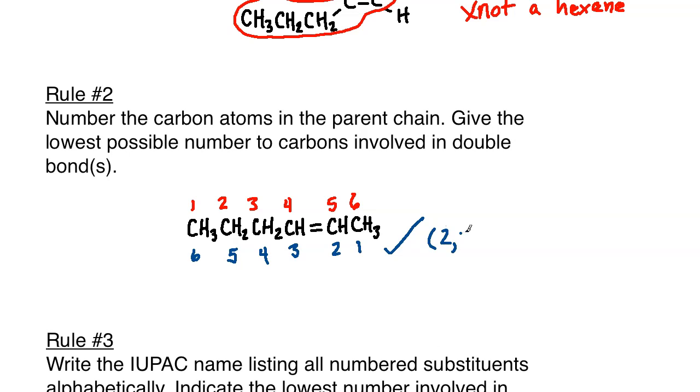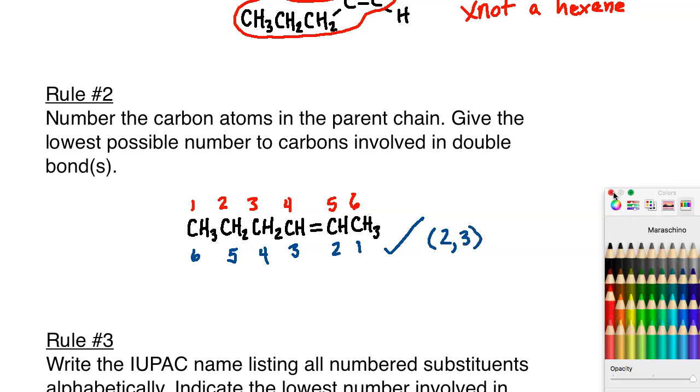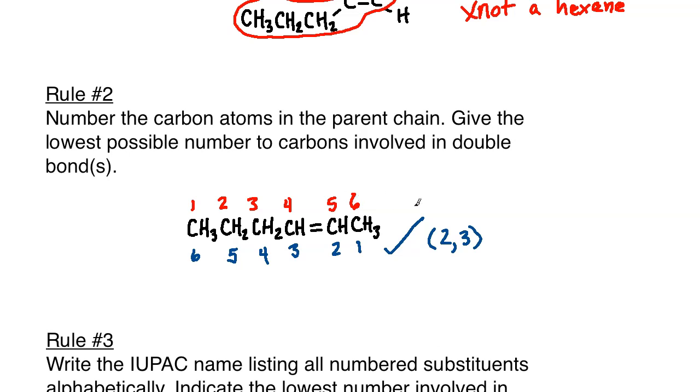as the numbers that would be associated with the alkene, whereas the red method that we were using would give a 4-5 numbering system, right? And if you're looking for where those numbers are coming from, look at the two carbons involved in the double bond and the numbers associated with them. So the lowest possible number set goes to the carbons involved in the double bond. And that is rule number 2.